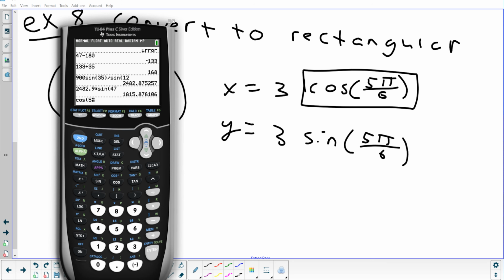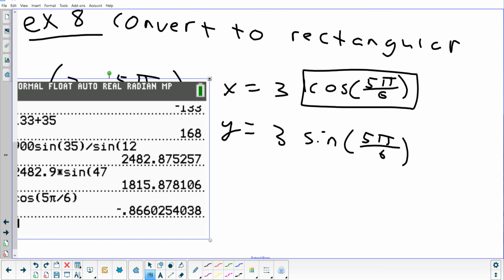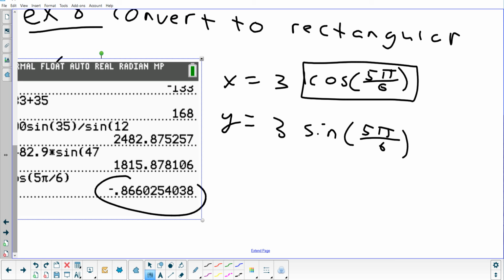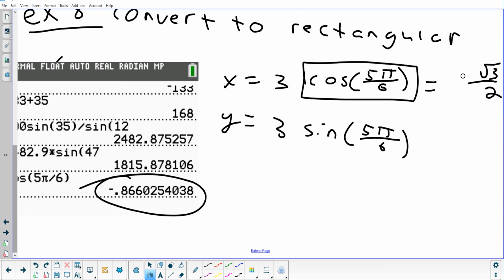Cosine 5 pi divided by 6. I got negative 0.866. What is negative 0.866? Negative square root of 3 over 2. So that's negative square root 3 over 2. That's the part that's in the box. You still have times 3 in front, so just put times 3, just like that.